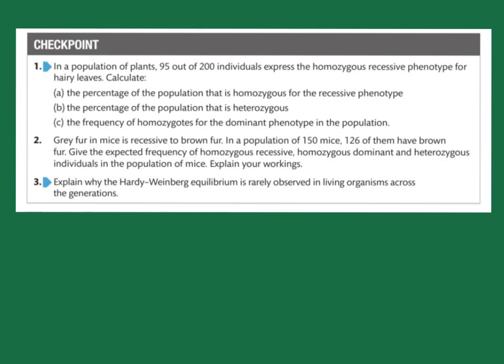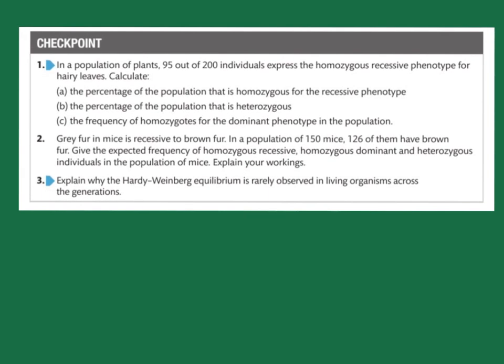Now we are going to solve the checkpoint questions. Question 1. In a population of plants, 95 out of 200 individuals express homozygous recessive phenotypes for hairy leaves. Calculate the percentage of the population that is homozygous for the recessive phenotype, the percentage of the population that is heterozygous, and the frequency of homozygous for the dominant phenotype in the population.